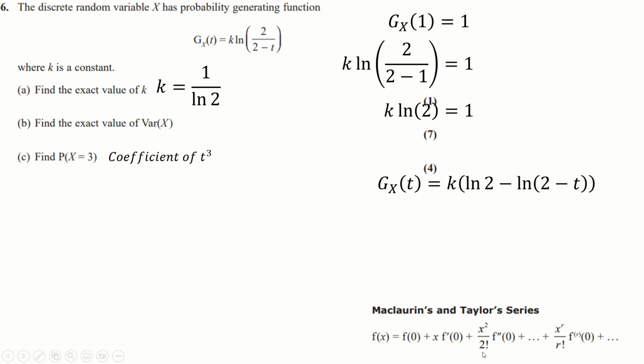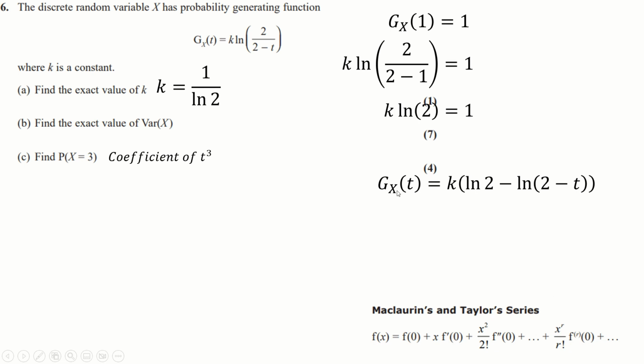This is the first one they give you, this Maclaurin series here, whereby we're using f of t. This is just f of t here. But f of t is equal to f evaluated at 0 plus t times f differentiated and evaluated at 0 plus t squared over 2 factorial f double dash of 0, plus all the way to t to the r over r factorial. Now we're looking for t cubed, so we're going to have t cubed over 3 factorial, f differentiated 3 times and evaluated at 0.